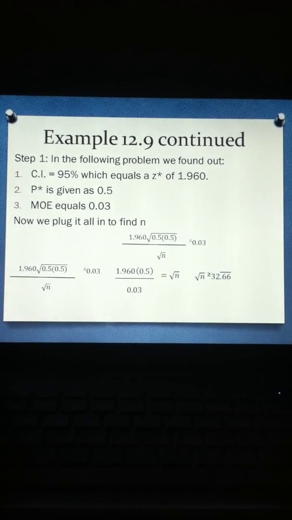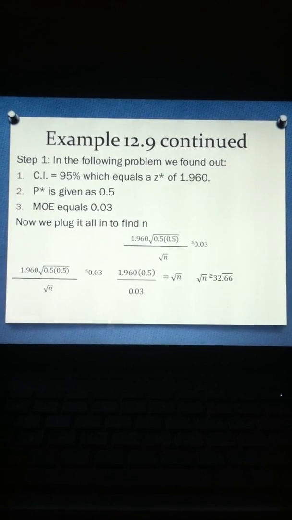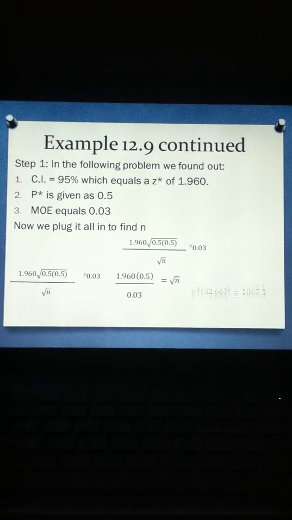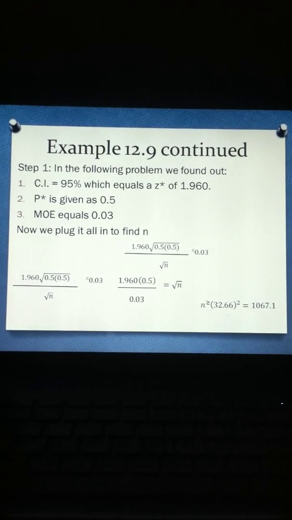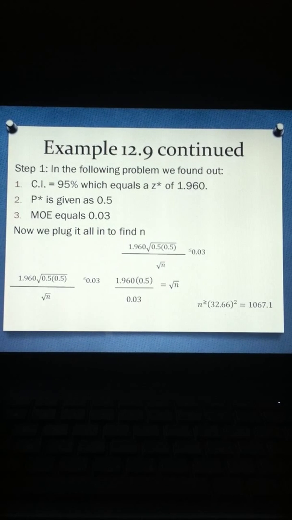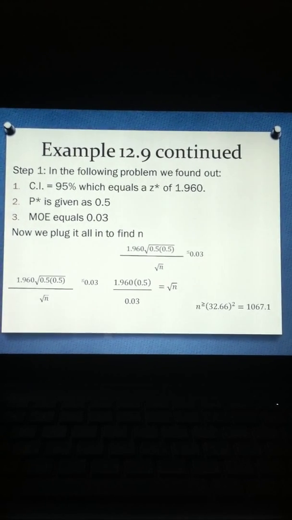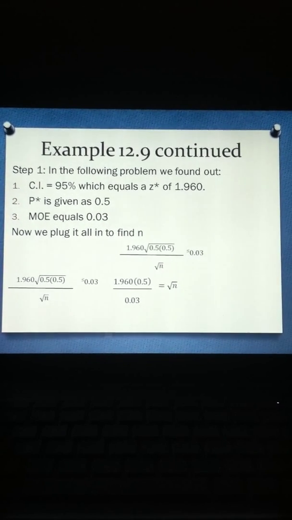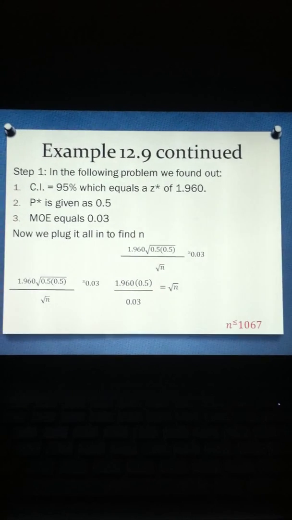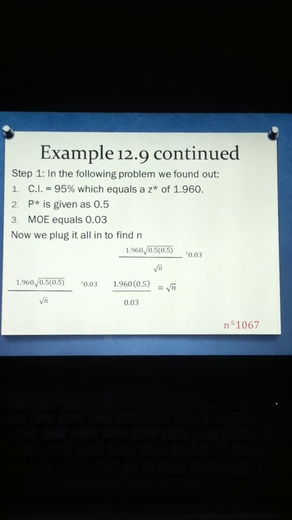The square root of n is greater than or equal to 32.66, but now we have to take away the square root, so we square both sides. n is greater than or equal to 32.66 squared, which equals 1067.1. But since we can't have a decimal, we have to round. n is at least 1067.